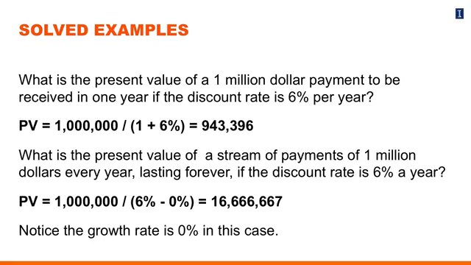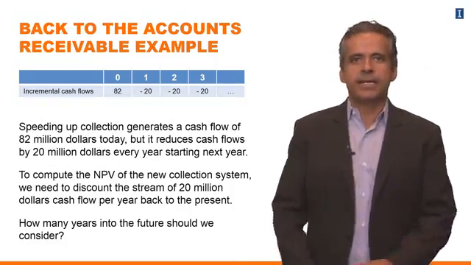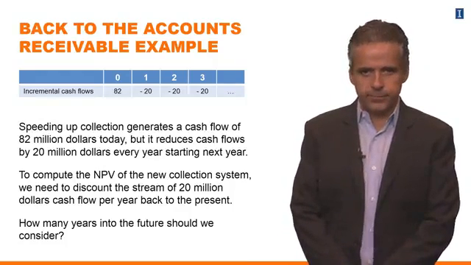You should get a present value of 16,660,000. This is one of those annoying numbers, where you get a 6 forever. So it's 16,666,000. It's a tongue twister. But it's really very easy to use this formula. Let's go back to the accounts receivable example.